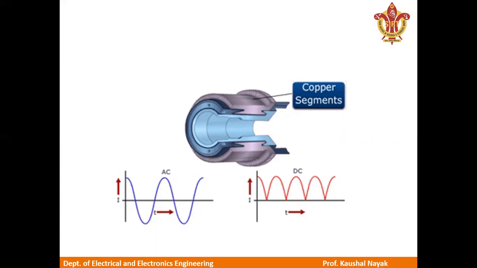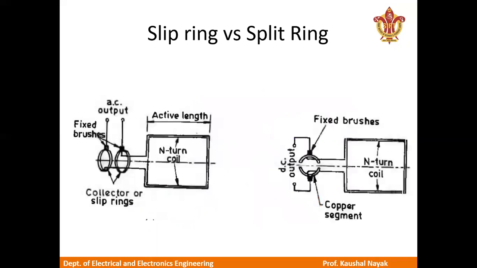The first commutator function of rectifying the alternating quantities in the armature winding to direct quantities at the output brushes of a DC generator can be explained using a split ring copper segment.